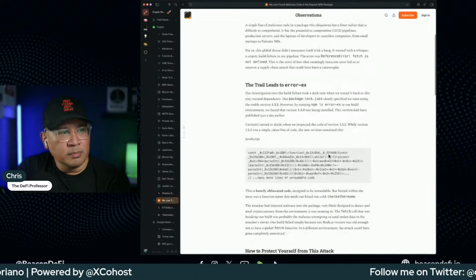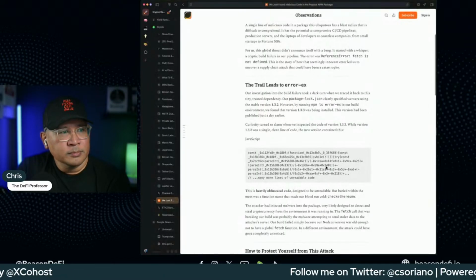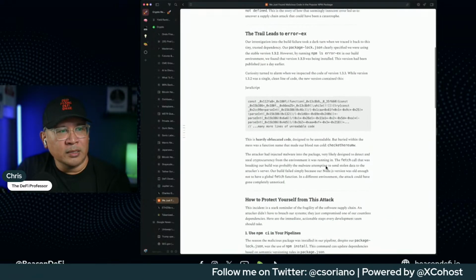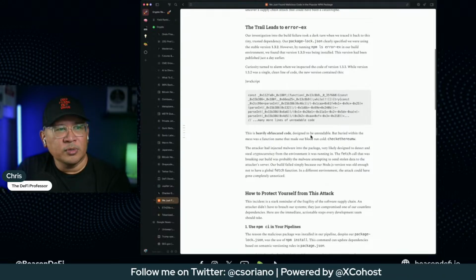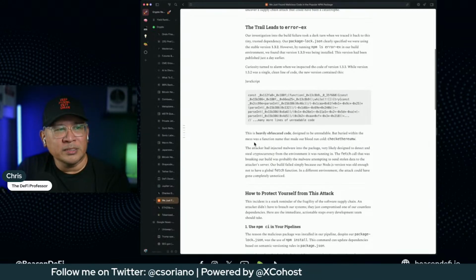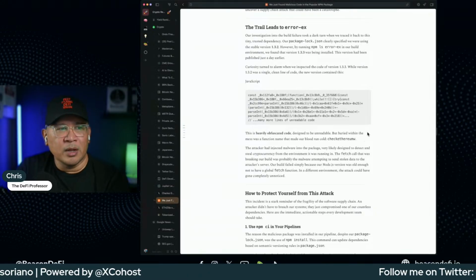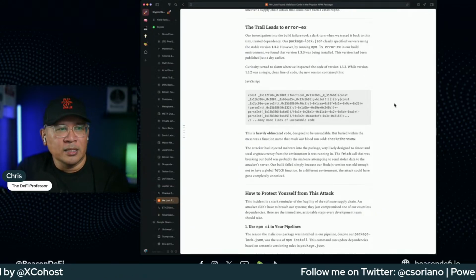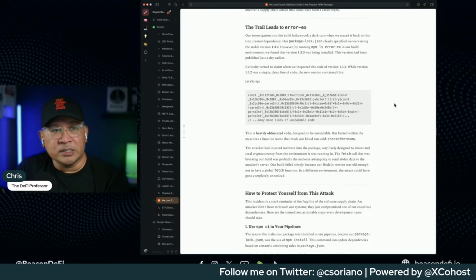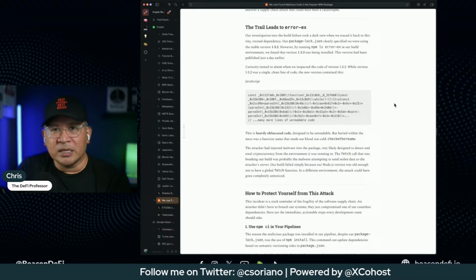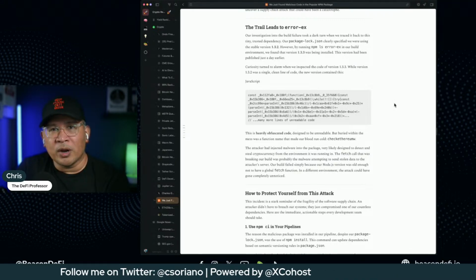Oh, where is it? Yeah, this is heavily obfuscated code designed to be unreadable, but buried within the mess is a function name that made our blood run cold, which is checkEthereumW. This can go and grab seed phrases. It could grab not seed phrases, private keys. It could grab all kinds of things if you are infected.